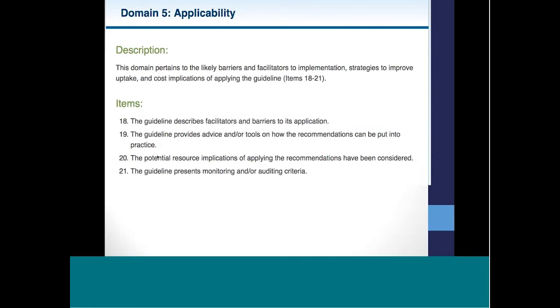It includes the analysis of the barriers, of the strategies to improve the uptake, the cost, etc. The items are 4. First, the guidelines should describe barriers and facilitators of its application. What would be the barriers and facilitators for those recommendations that are in the guidelines? Also, the guidelines should provide some advice and or tool of how the recommendation can be put into practice. Also, we expect that the guideline make a discussion about the resource implication of applying the recommendation in the context.